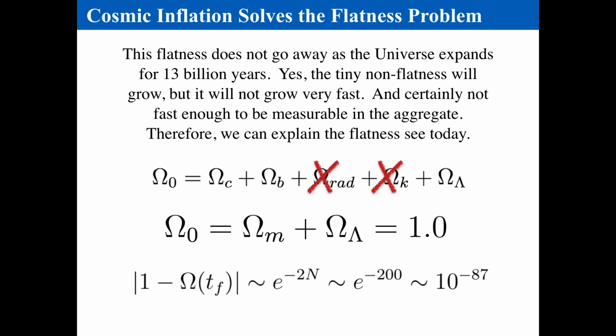Even to today, where we find the current density compared to the critical density, which is omega sub naught, we find that to be equal to the density parameter contributed by matter and the density parameter contributed by dark energy. The sum of those things is equal to 1, to the best of our ability to measure.